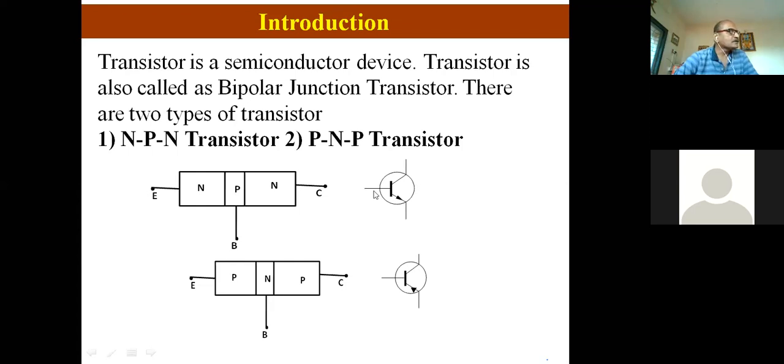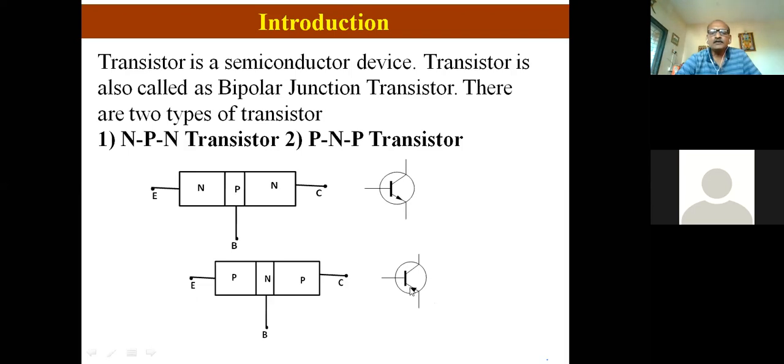This is the NPN transistor. This is the PNP transistor. In the NPN transistor, the direction of the arrowhead on the emitter is in which direction, outward or inward? In the NPN transistor, it is in the outward direction. In case of a PNP transistor, the direction of the arrowhead on the emitter terminal is in the inward direction.